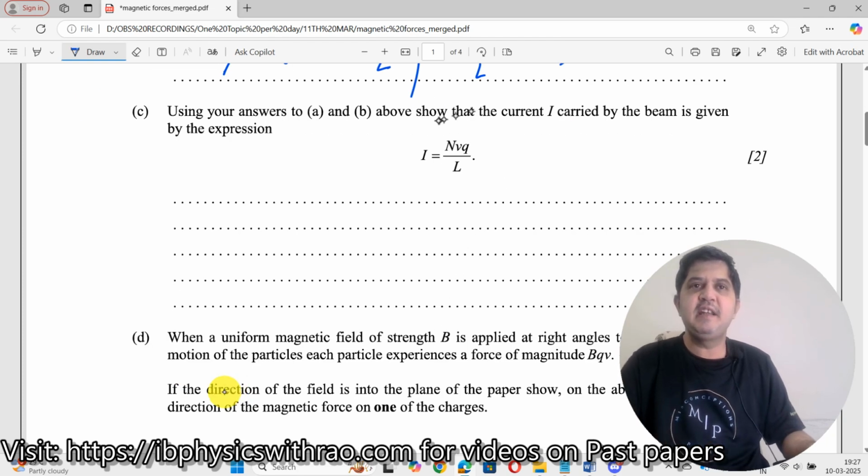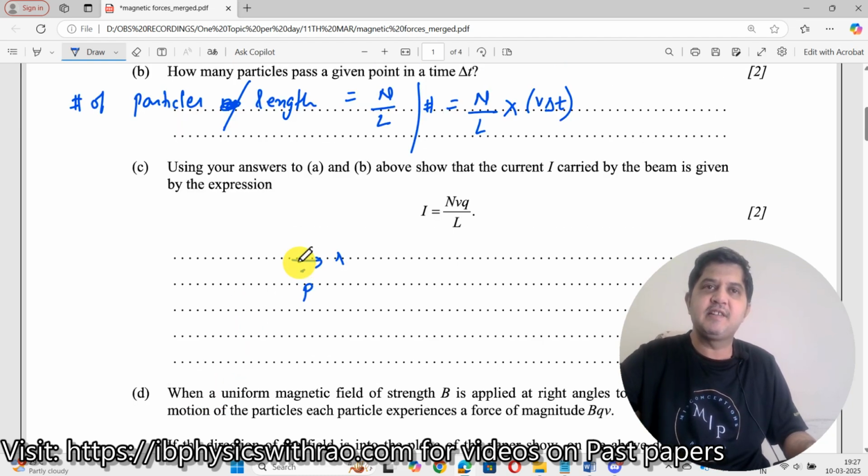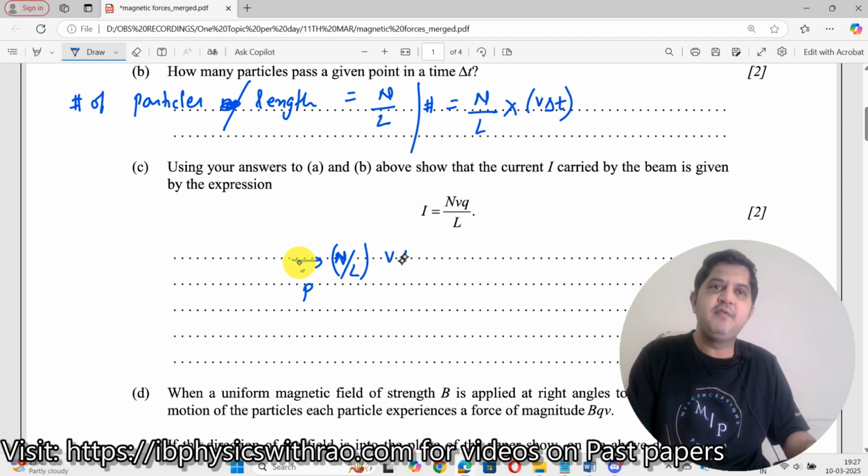Using your answers to A and B above, show that the current I carried by the beam is given by the expression. Now, what is it that we have seen? There is a point P over here. How many particles are crossing over here? It is already given here. It is n divided by L into v delta t. This is the number of particles. I can say this is 50 particles, 80 particles, 90 particles, some number. So these number of particles have crossed over here.